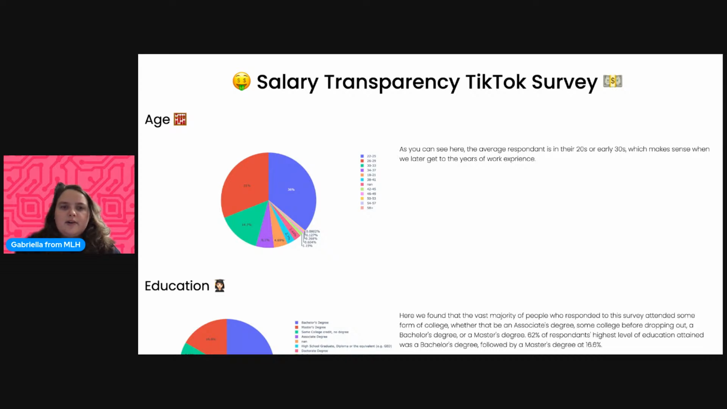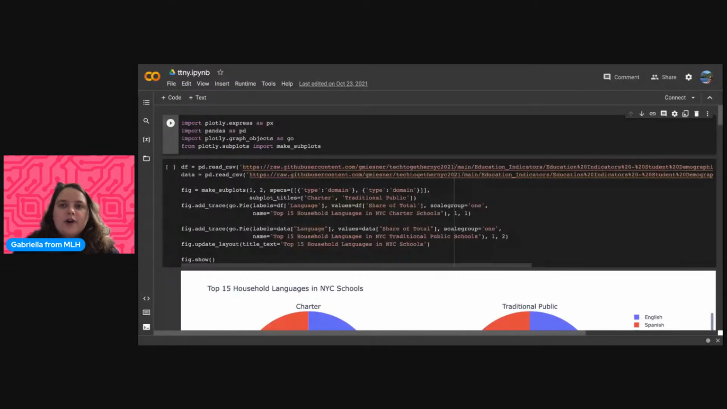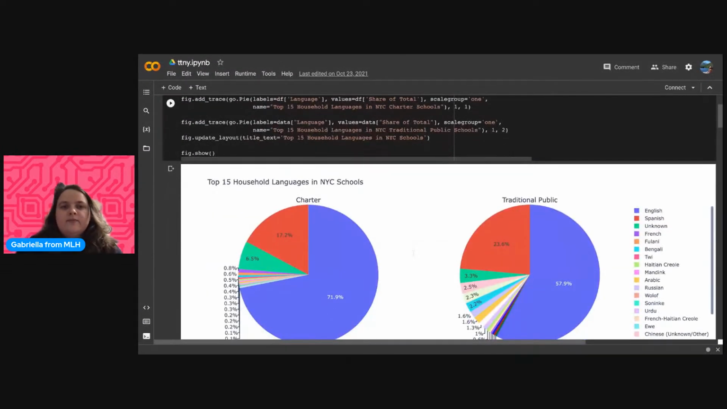This next example is a project I worked on for a hackathon about New York City school data. So I will share that. Okay, and as you can see, this is a Google Colab tool. I think it's pretty helpful for creating graphs really quickly and cleaning data.